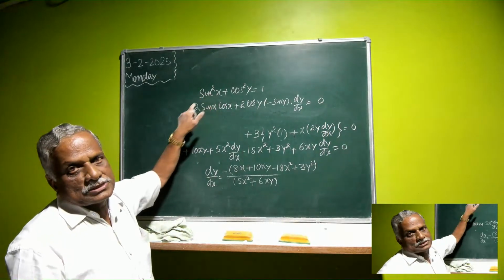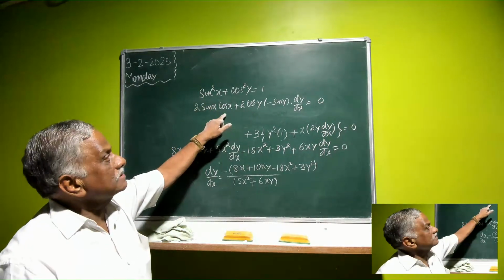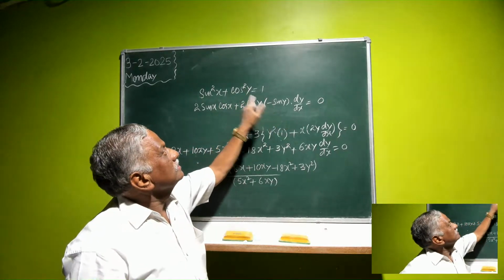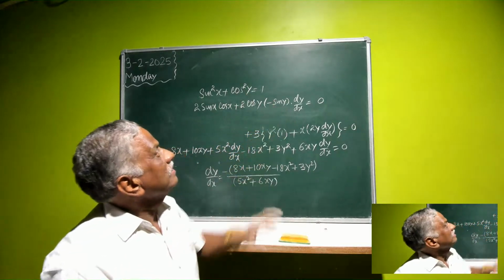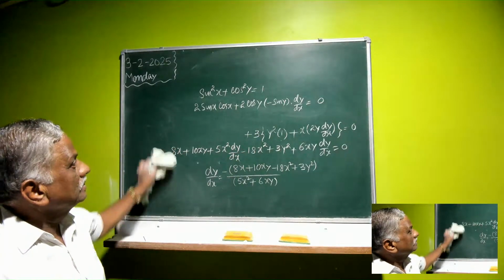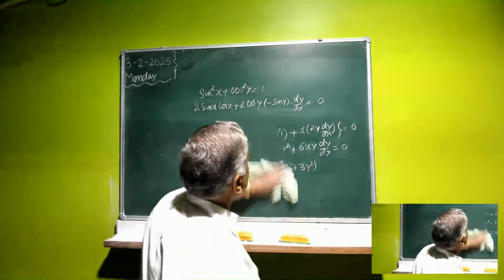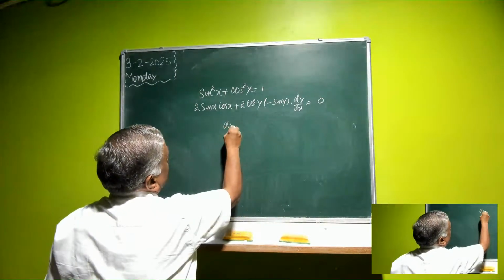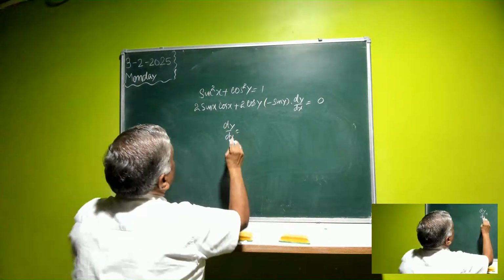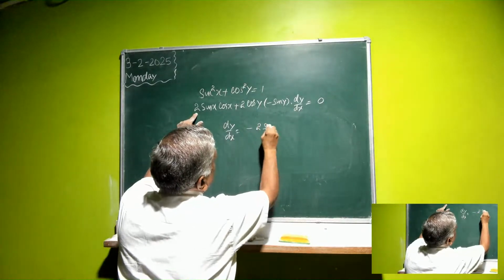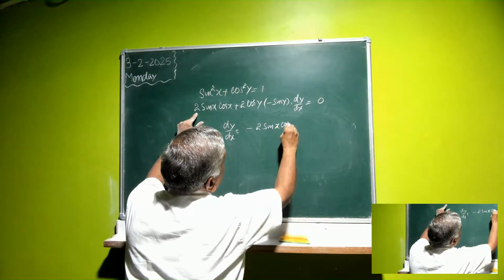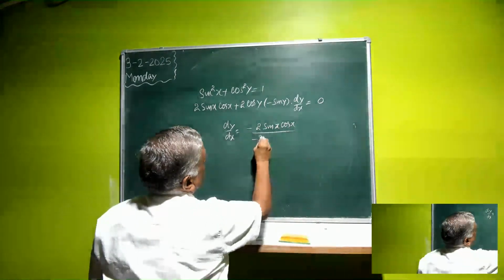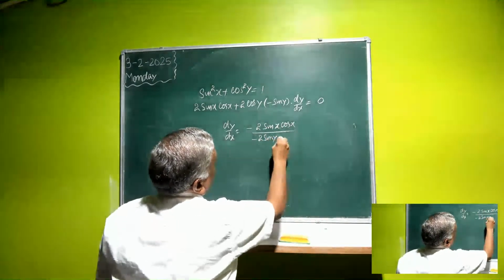So power is first, 2 sin x, then cos x. Power is 2 cos y. Cos y is minus sin y, and 1 is dy by dx. We get dy by dx because differentiating y gives dy by dx. Now we have to find dy by dx. What is the method? This will go to that side. Minus 2 sin x cos x divided by minus 2 sin y cos y.